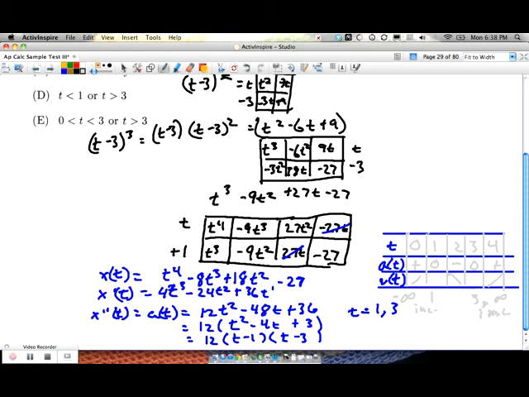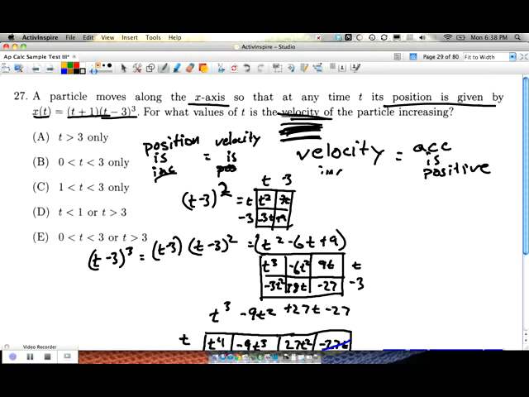So let's see what options we have here. A particle moves along the x-axis, so t has to be greater than or equal to 0, or even greater than 0, I guess they're looking at here. That would mean for 0 to 1. So t has to be less than 1 or greater than 3. D would have been our answer. Last problem of the night, and we are done.